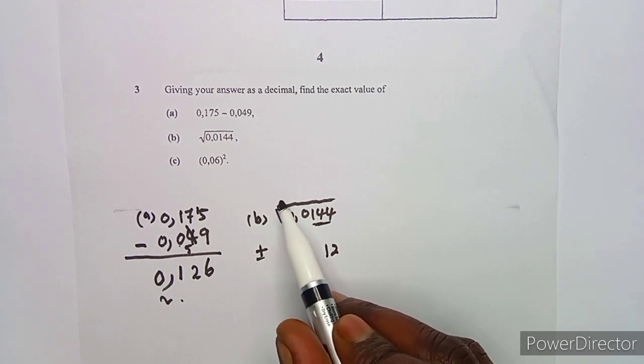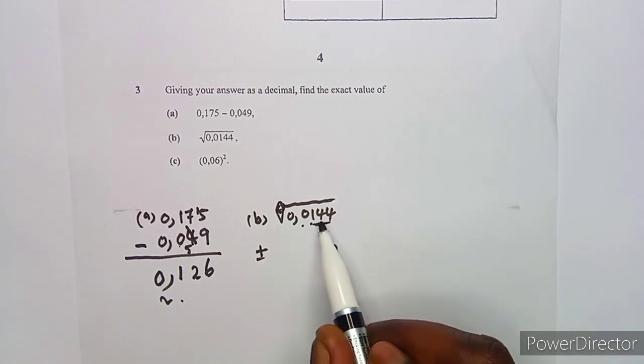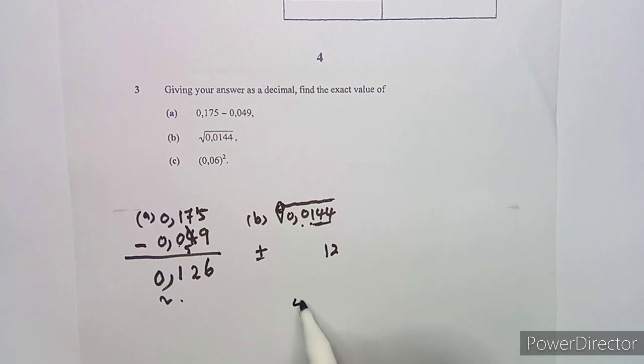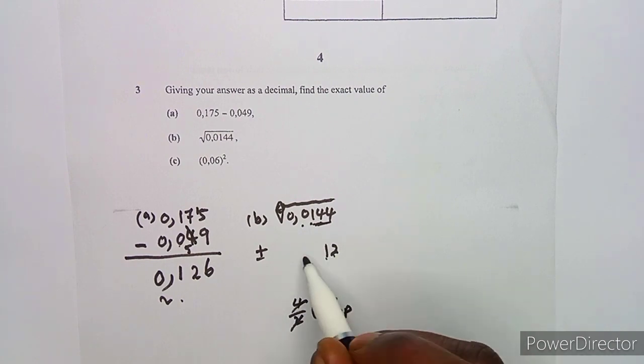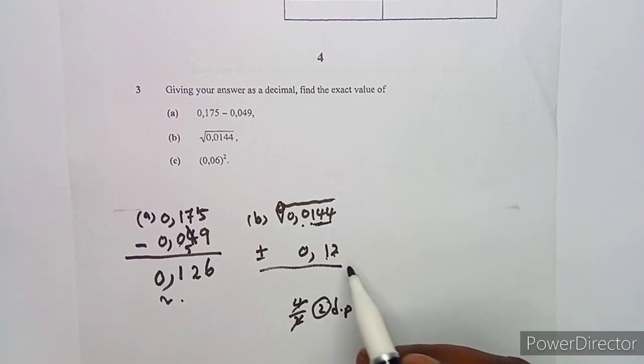It's not written, but you must know that whenever it's a square root, there is a 2 there. So you're going to divide 1, 2, 3, 4. You've got 4 decimal places. You divide by 2, which means your answer is going to have 2 decimal places. That's got 1, 2. So you're going to have 0.12, plus or minus. That is what you have.